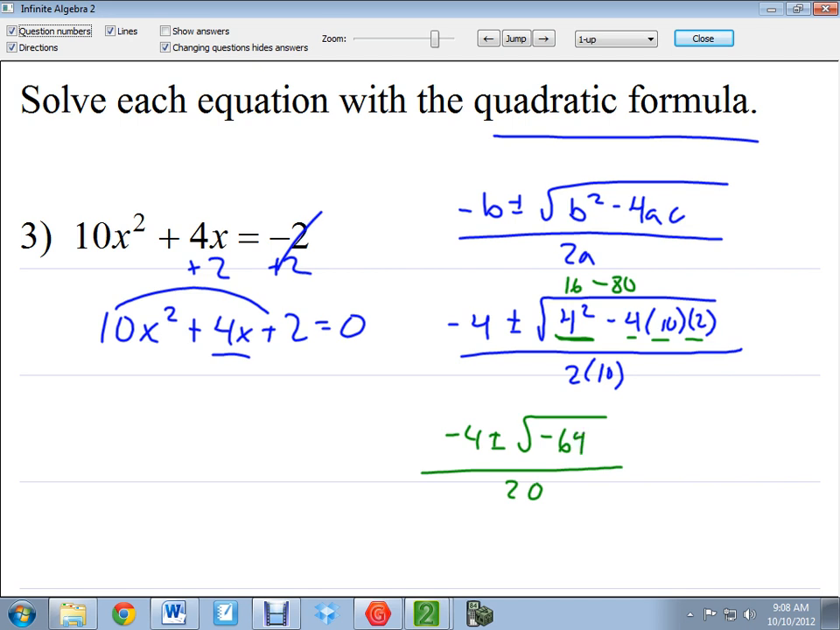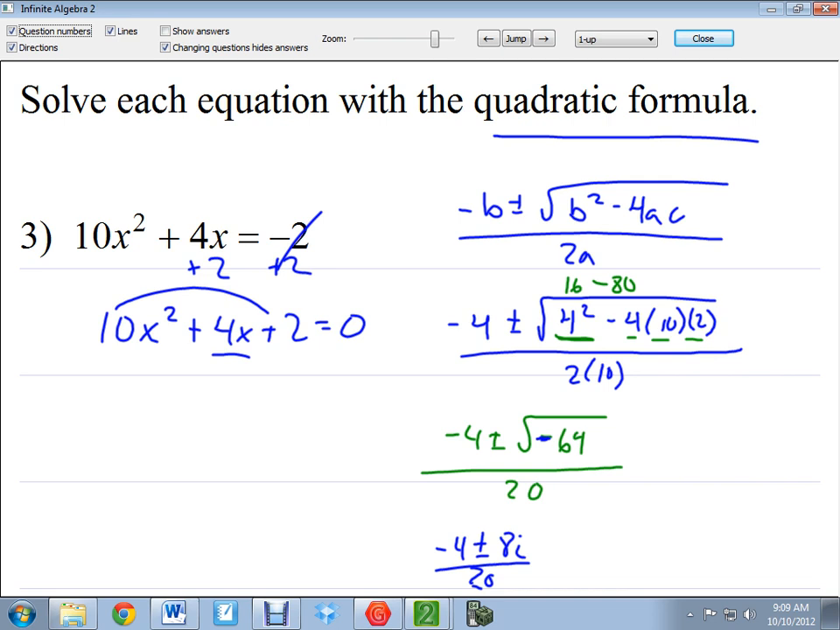Now, usually you would say there are no real solutions to this, and that is the case. There are not real solutions. There are two imaginary solutions to this. But since we know how to deal with imaginary numbers, let's deal with it. Square root of 64 is obviously 8. Negative 4 plus and minus 8 over 20. But it's not square root of 64, it's square root of negative 64. So I have to say 8i. Now, that is all the difference between the imaginary roots and the regular roots.